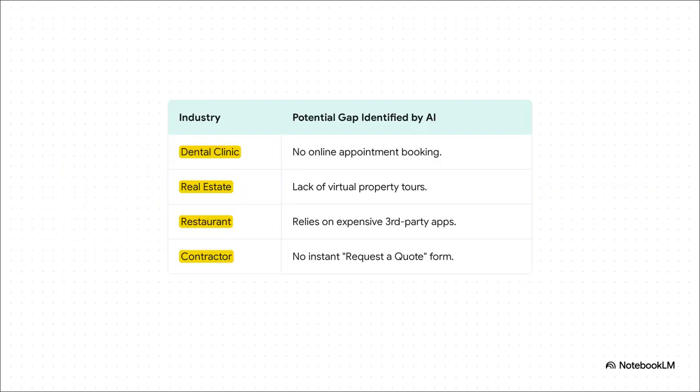So, what kinds of digital gaps are we talking about here? Well, for a dental clinic, the AI might spot that they don't have an online booking system. For a real estate agent, maybe it's the lack of virtual tours. For a restaurant, it could be that they're relying way too much on those expensive third-party delivery apps. The AI is trained to spot these specific, high-value opportunities that you can then pitch a solution for.